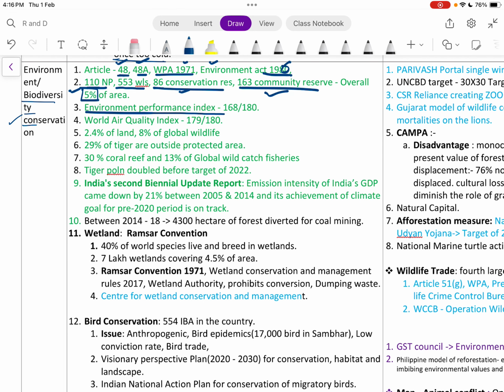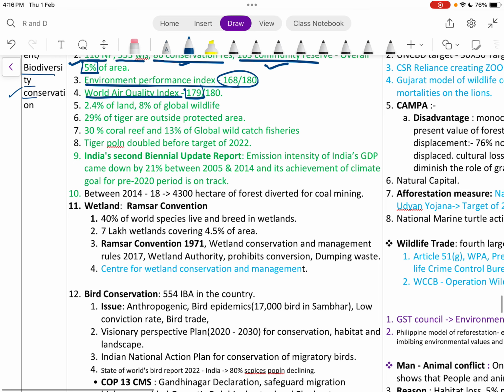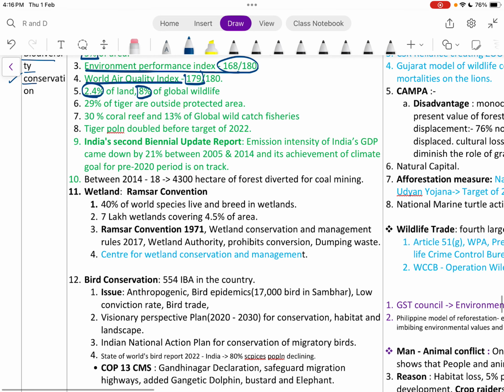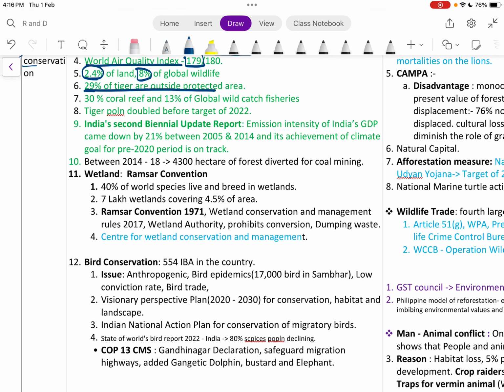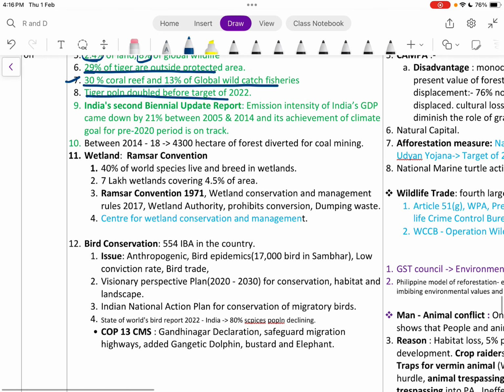Environment Performance Index, we rank about 168. World Air Quality Index 179. 2.4% of the land, 8% of the global wildlife. 29% of the tigers are outside protected areas. 30% of the coral reef and 13% of the global wild catch fisheries. Tiger population doubled before the target.